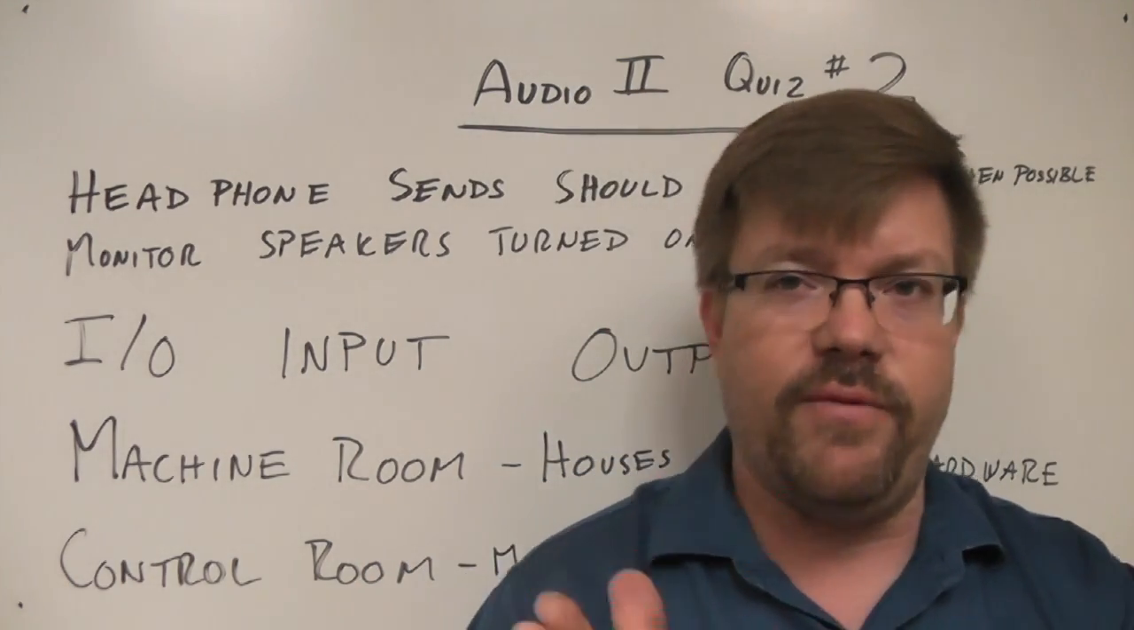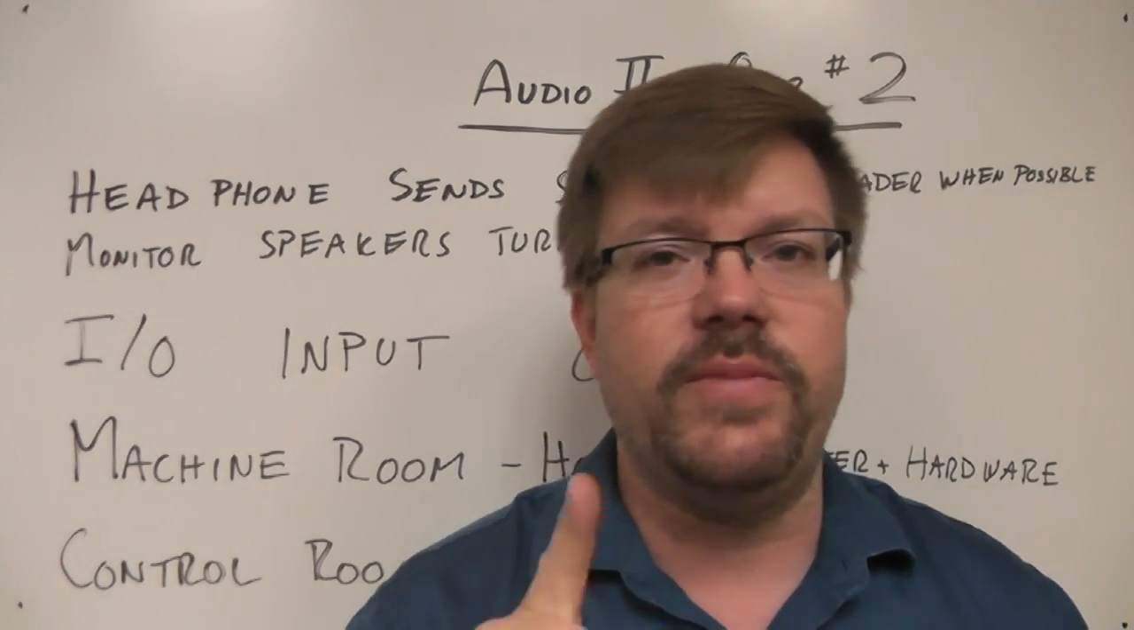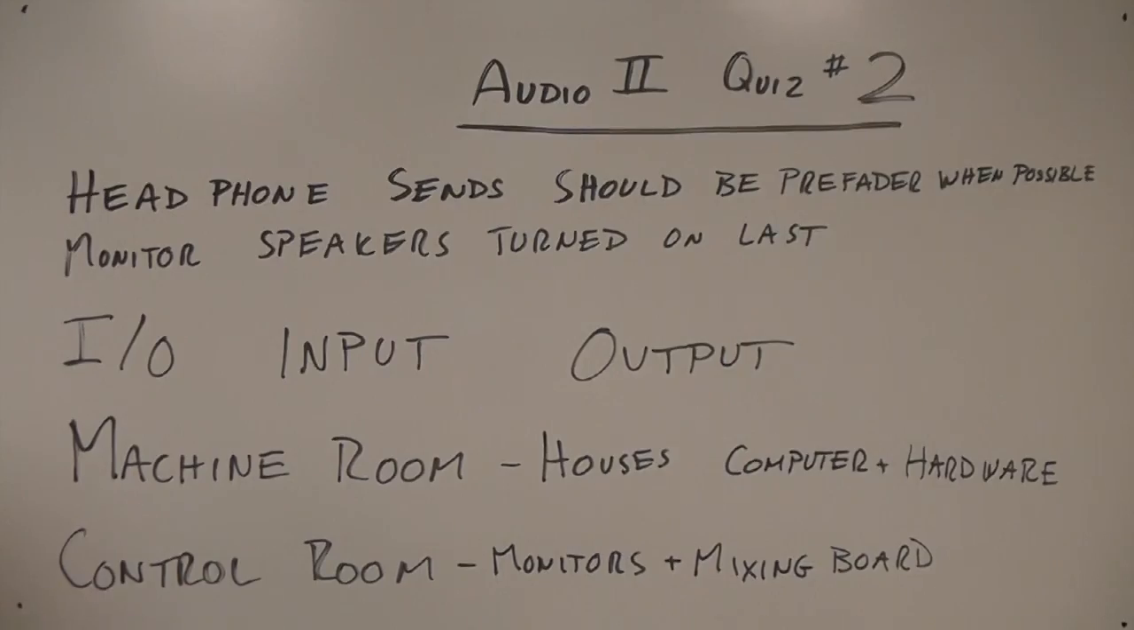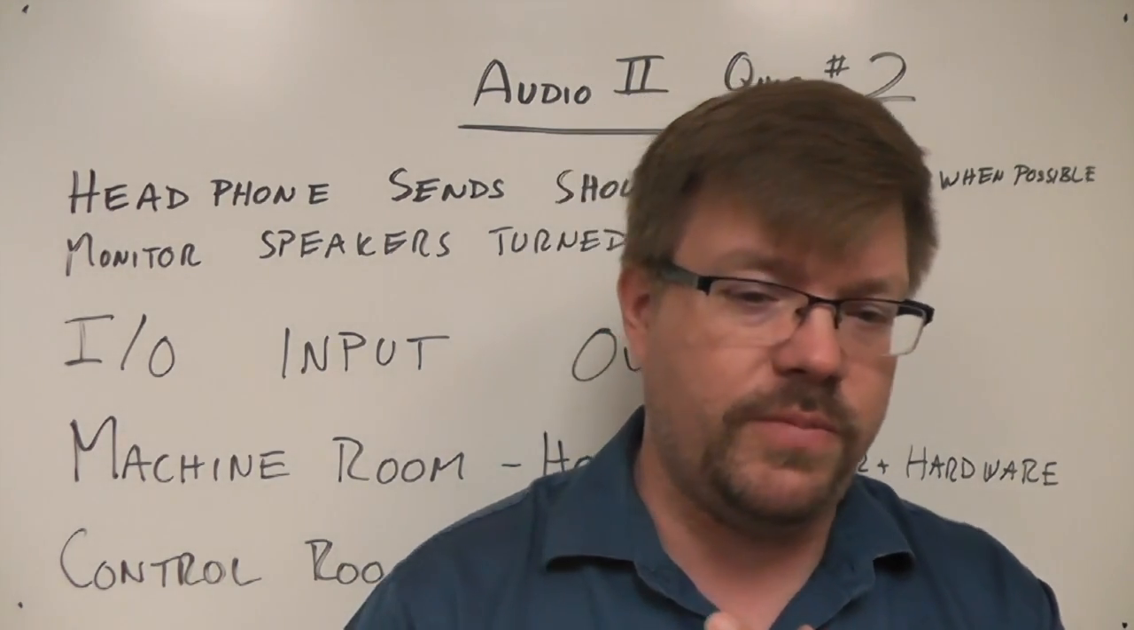And then the last thing we talked about were some of the different names of the different rooms: ISO booths, tracking room, live room, those sorts of things. But we also talked about the machine room. The machine room in many studios is where they keep the computer, they keep other hardware, particularly if it's very hot or if it makes noise. We'd rather keep that out of the control room.